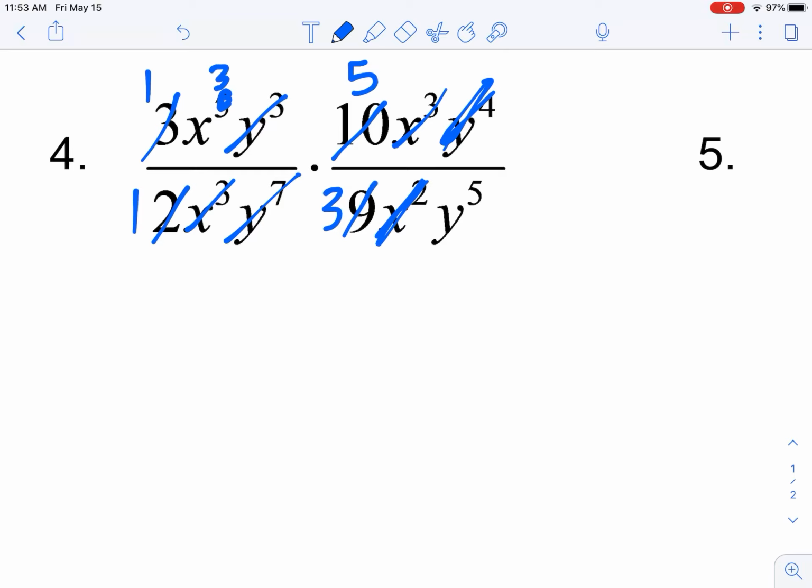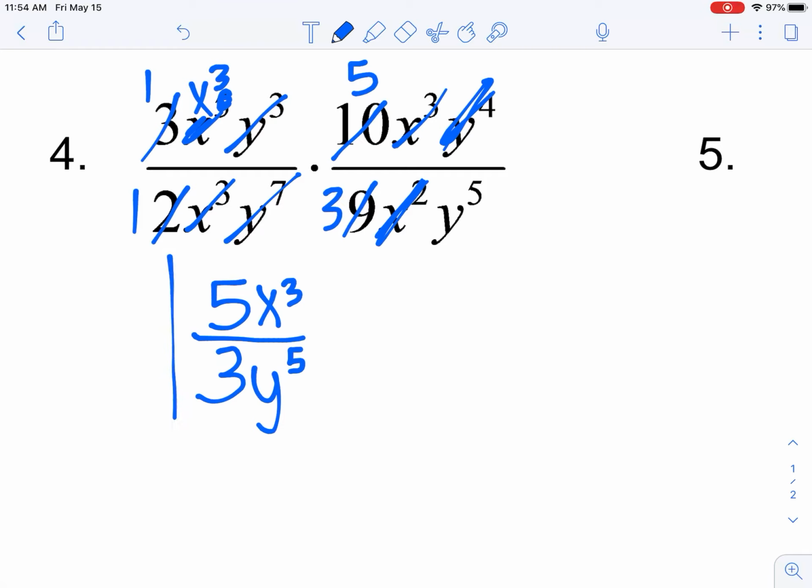So now that we've done that, I'm going to multiply. I'm going to make sure it's clear here that that one's x to the third. So first I'm just going to multiply my coefficients. So I have 1 times 5, which is 5. And then I also have x to the third on the top. And that's everything in my numerator. Then on the bottom, we've got 1 times 3, which is 3. And then we have y to the fifth. And that is everything in the denominator. So our final answer, if we can't simplify it any further, is 5x to the third over 3y to the fifth.